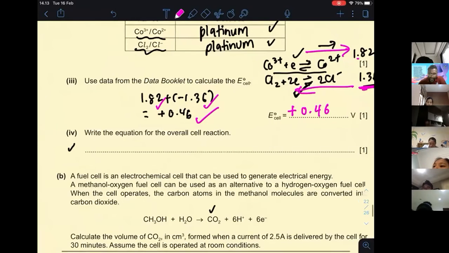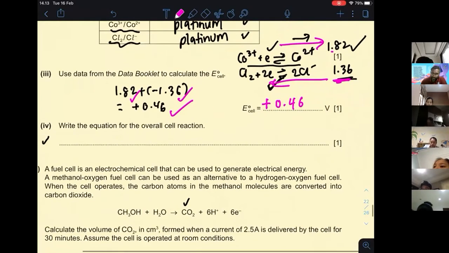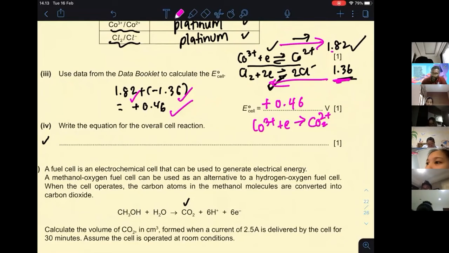Write an equation for the overall reaction. Quite simple also. Co3+ plus electron becomes Co2+. And this other one is going to the left, so Cl minus gives you Cl2 plus two electrons. So I need to eliminate the electrons. What I need to do is put a 2, add the electron, and the electrons will be gone. So I will have 2Co3+.